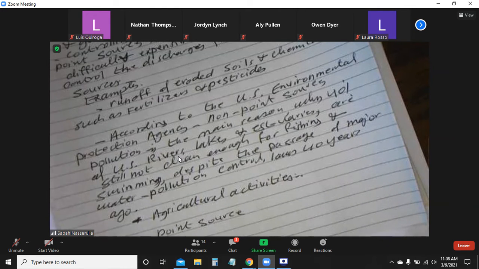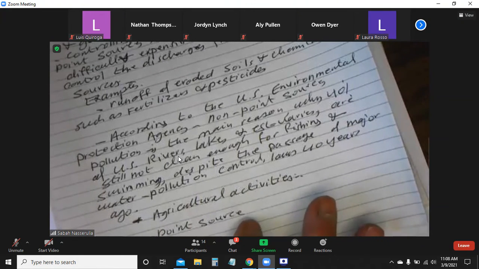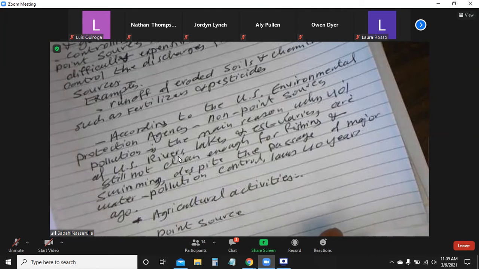So basically we mentioned agriculture and industrial facilities. Point source from industrial facilities that emit a variety of harmful chemicals are the second largest source of water pollution. Then I followed it by mining as the third largest source. Surface mining disrupts the land, which in turn leads to major erosion of sediment and runoff of toxic chemicals.